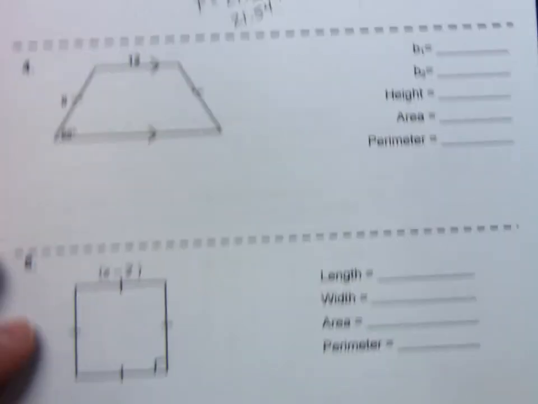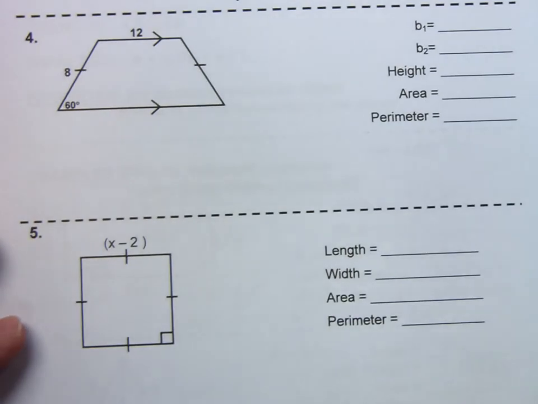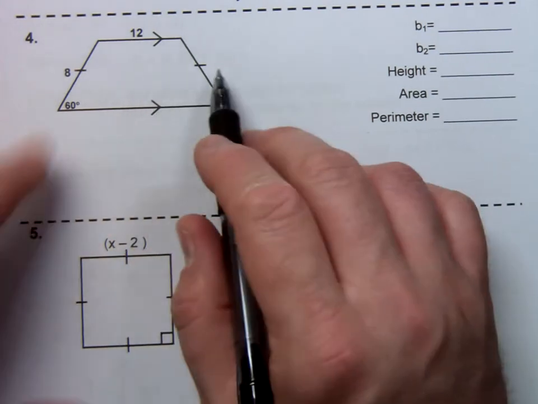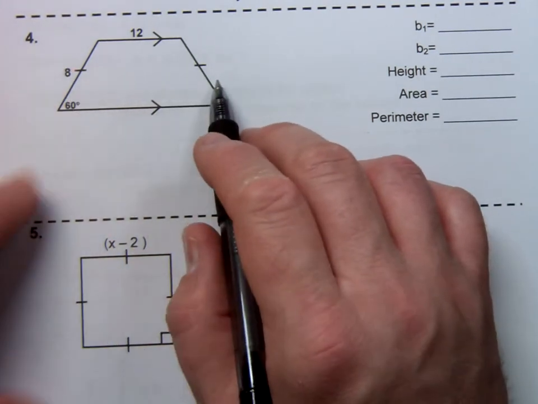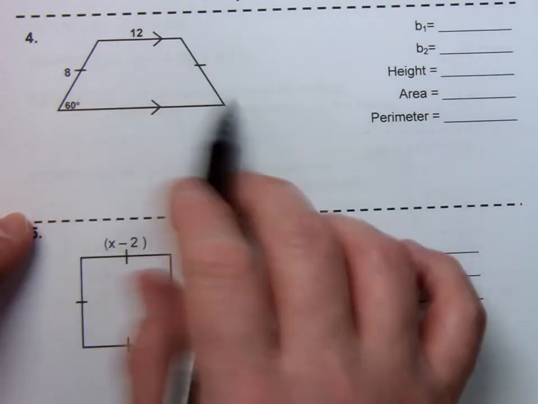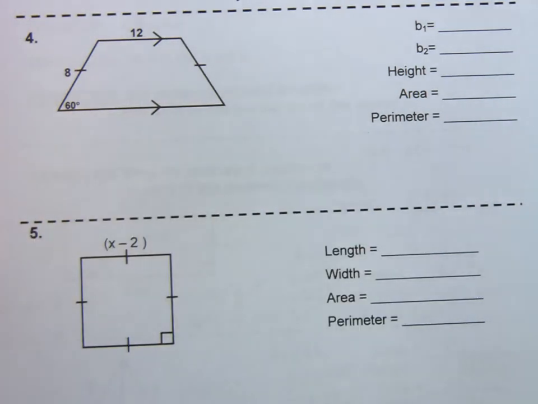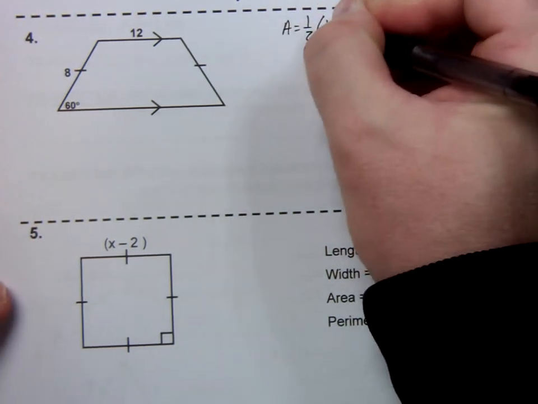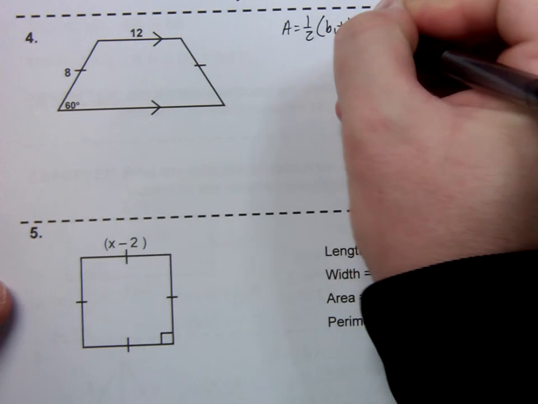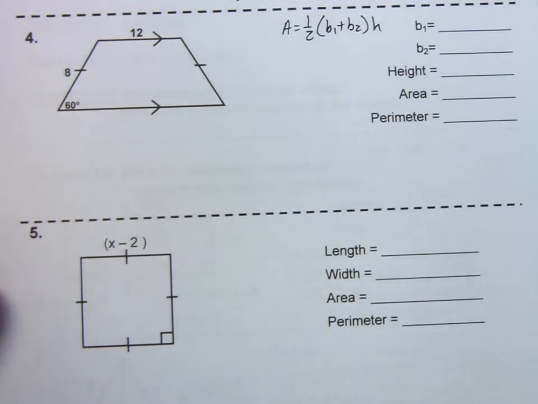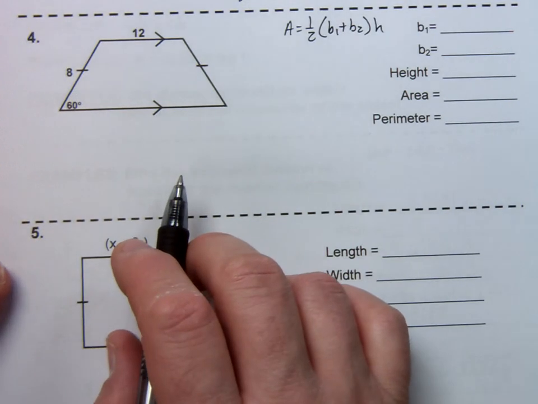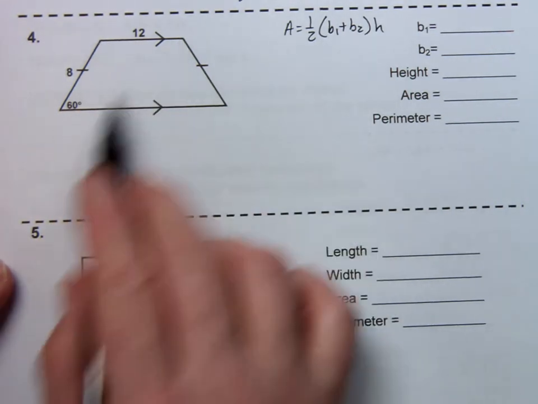Alright, let's look at the next one. The next one is called a trapezoid. I know it's a trapezoid because these sides are parallel and these sides are not. They are marked congruent, but they're not parallel. So when you only have one pair of parallel sides in that quadrilateral, that makes it a trapezoid. Alright, so for a trapezoid, area is 1/2 times the sum of the bases times the height. Remember, the bases are the sides that are parallel to each other. So this is a base and this is a base because they're parallel.